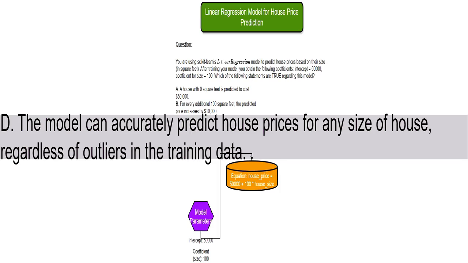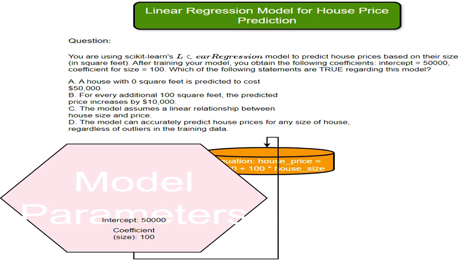The equation shows how the model works. Predicted HOUSEPRICE equals 50000, the base price, plus 100 times the HOUSESIZE. It is a simple linear equation. This is the summary of the model's parameters. We'll use these to check the statements.